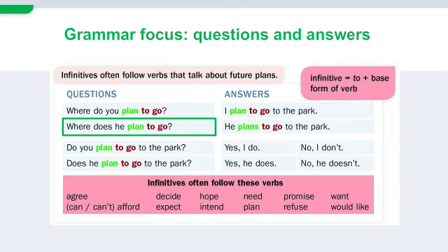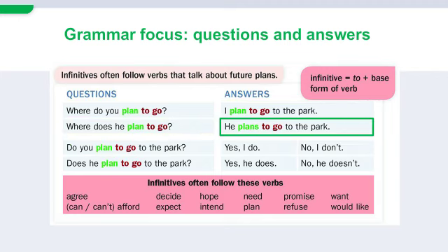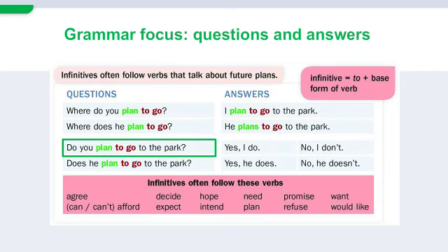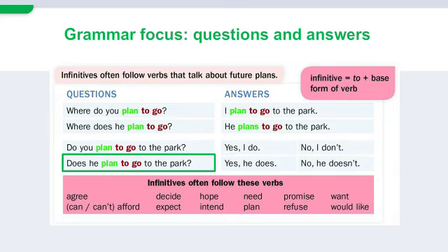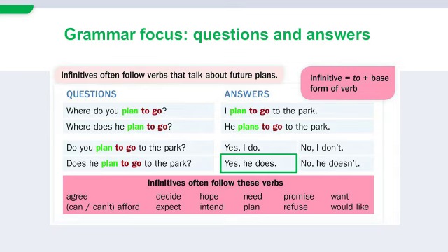Where does he plan to go? He plans to go to the park. Do you plan to go to the park? Yes, I do. No, I don't. Does he plan to go to the park? Yes, he does. No, he doesn't.